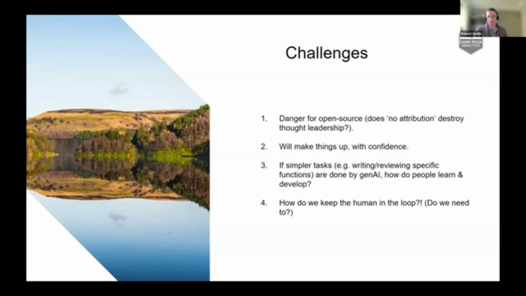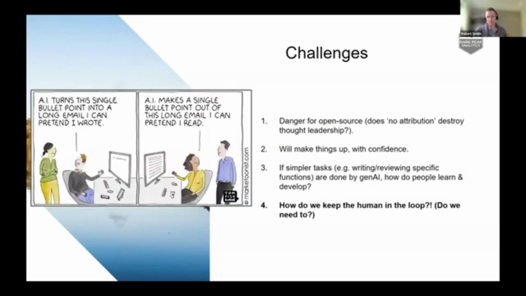And then finally, how do we keep the human in the loop? And do we really need to keep the human in the loop? At the moment, there's a danger that we go from essentially a human writing a series of bullet points that creates a model, to then another human receiving a model and asking an AI system to convert that model into a series of bullet points.